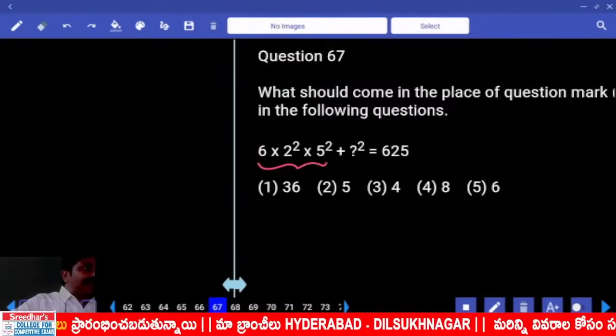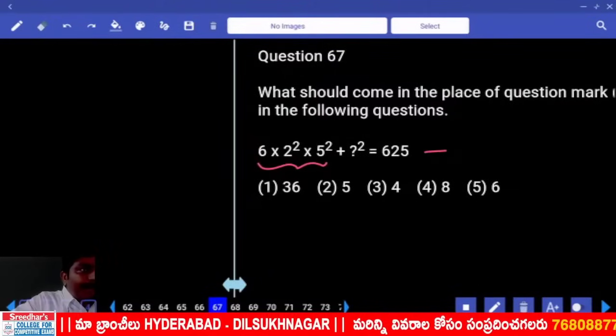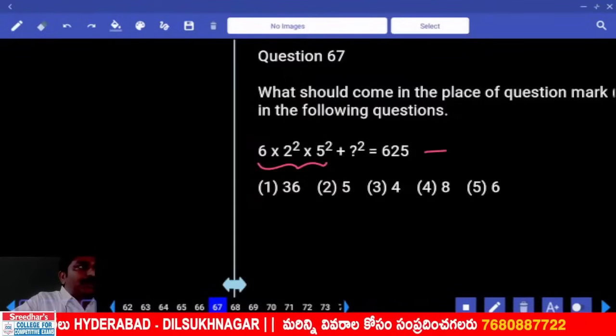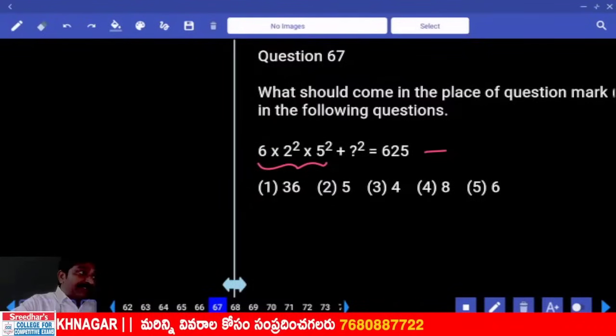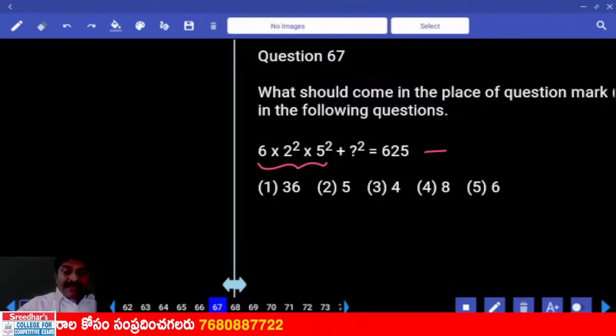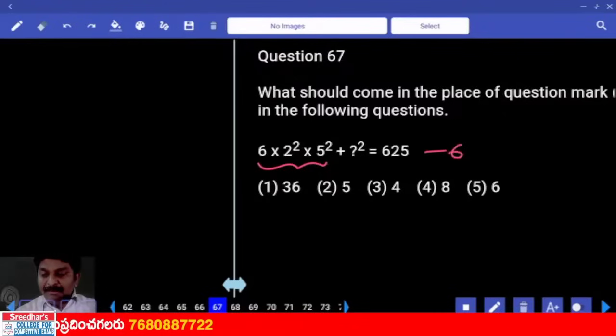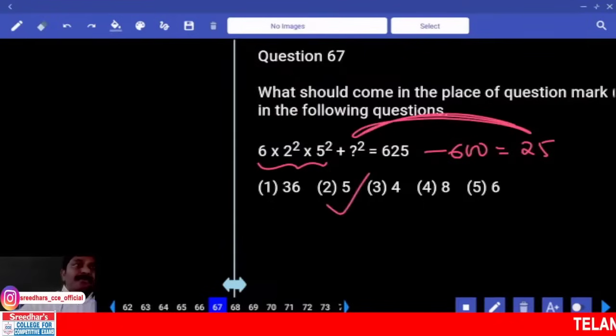This number, underlined number, goes to right hand side and becomes minus, correct? Underlined number, when you observe it, 2 square into 5 square is there. Can we write it as 10 square? Which is 100 only. Into 600, right? Right hand side 625 minus 600, that is equal to 25. X square is 25. X is 5.